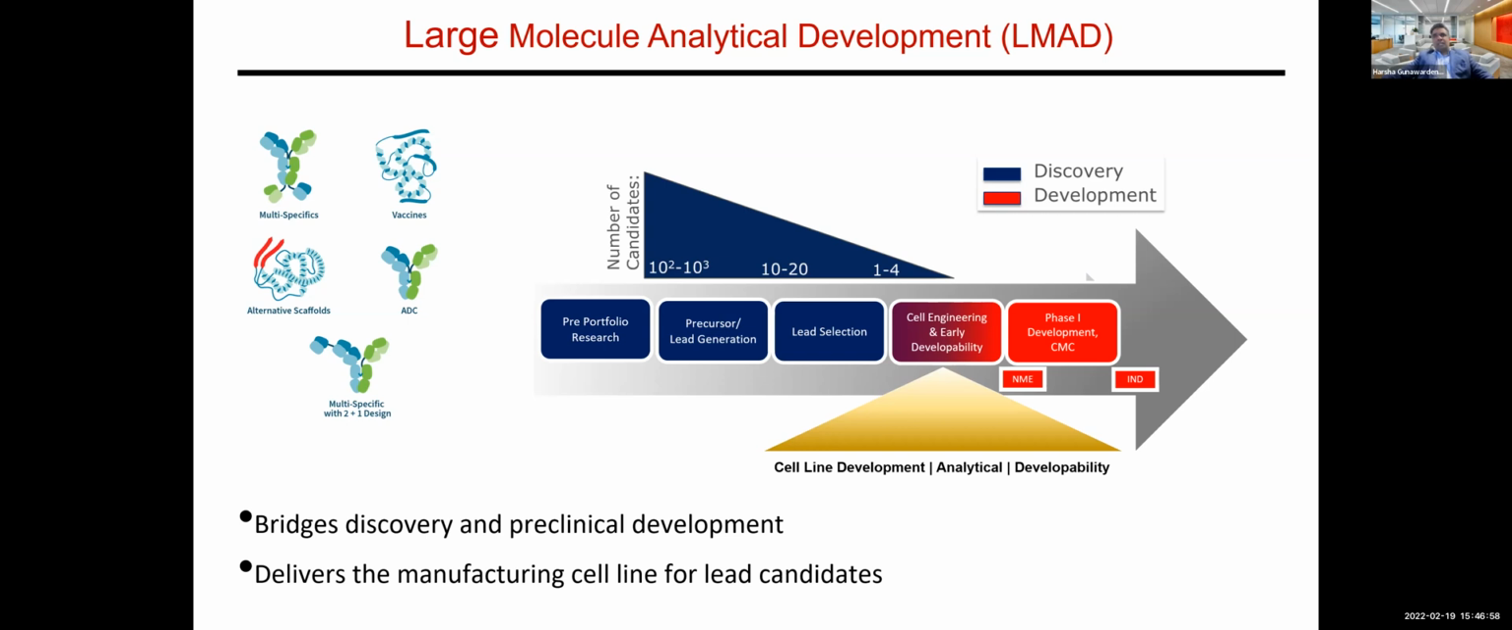The analytical function within SEED uses mass spectrometry and biophysical methods to characterize molecules generated during cell line selection. We work on a range of different molecules. You can see on the top left-hand corner that includes the typical mAbs, drug conjugates, and vaccines, but we have recently experienced an explosion of multi-specific mAb formats that dominate our pipeline.